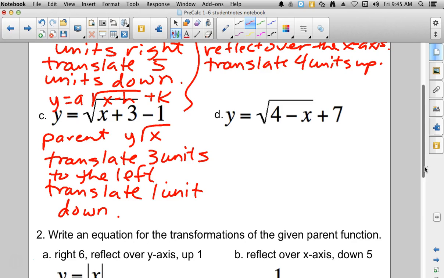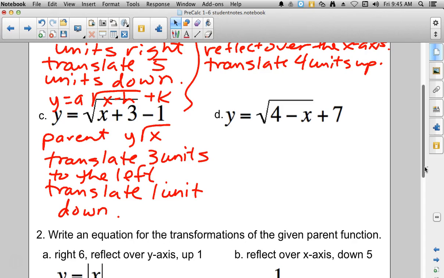Then we get to D, and there's a problem. Does D fit our form? No. We like our form. Our form is so nice. We're going to make it fit. But to make it fit, we have to do something different.